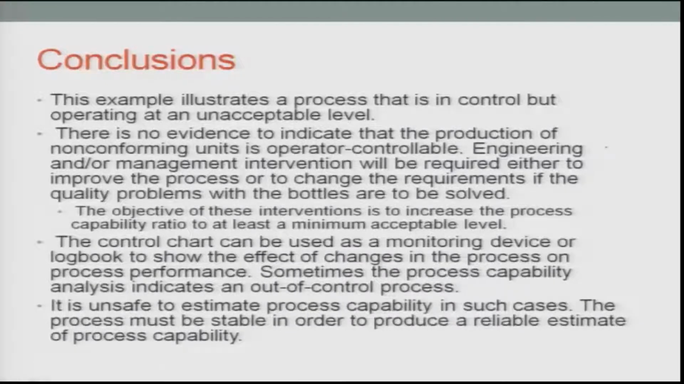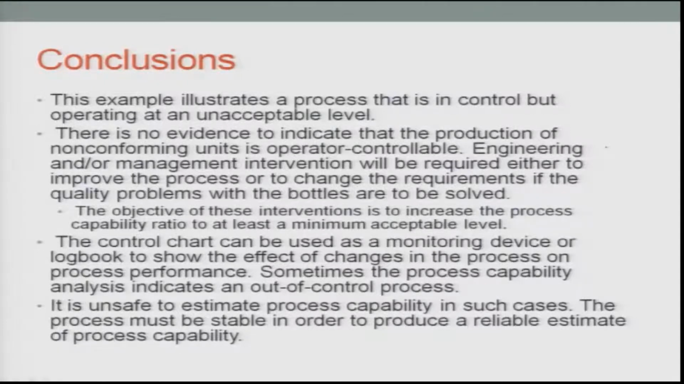Conclusions: this example illustrates a process that is in control, but operating at an unexpected level. So, obviously corrective actions need to be taken. There is no evidence to indicate that the production of non-conforming units is operator controllable. Engineering and/or management intervention would be required either to improve the process or to change the requirement, if quality problems are there with the bottles and they need to be solved. The objective of this intervention is to increase the process capability ratio at least to a minimum acceptable level.